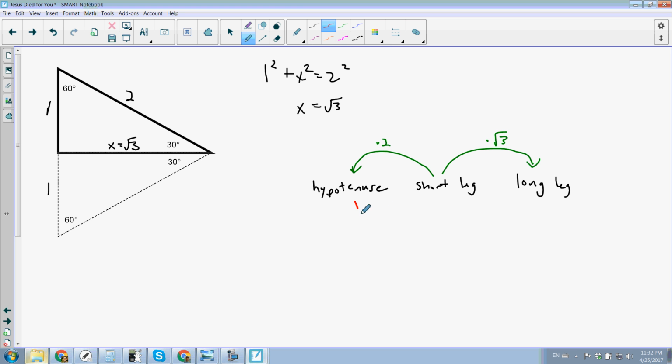Well, that means if you know how long the hypotenuse is and you want to know how long the short leg is, you'd have to divide by 2. The short leg is half as long as the hypotenuse. And if you know how long the long leg is and you want to know how long the short leg is, you divide by the square root of 3. Okay, that's basically in a nutshell what those ratios are and why they are what they are.